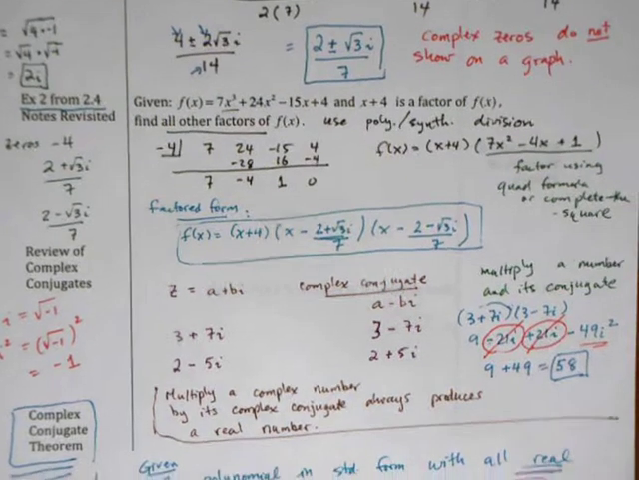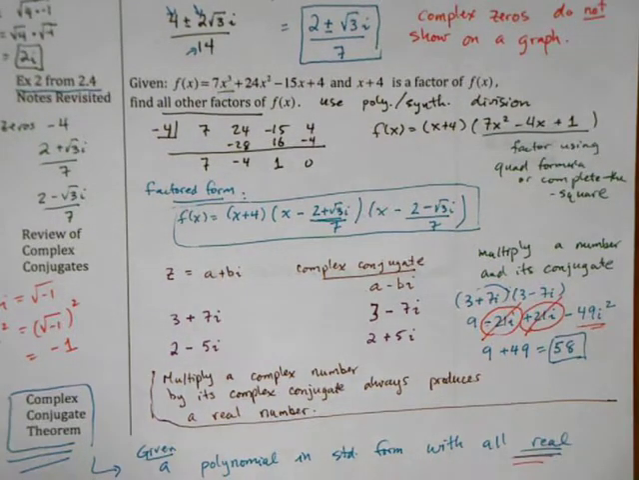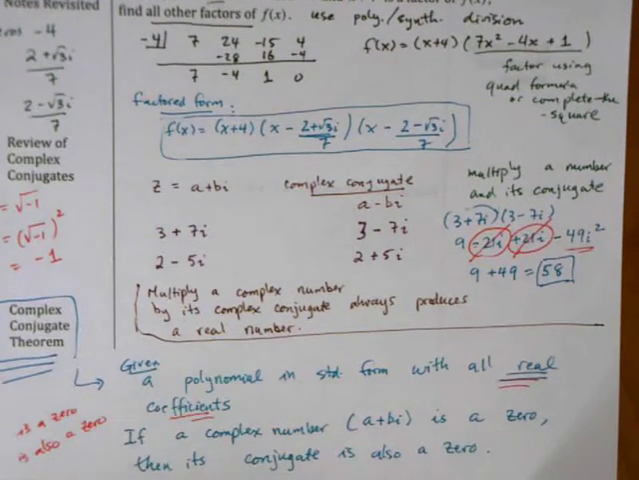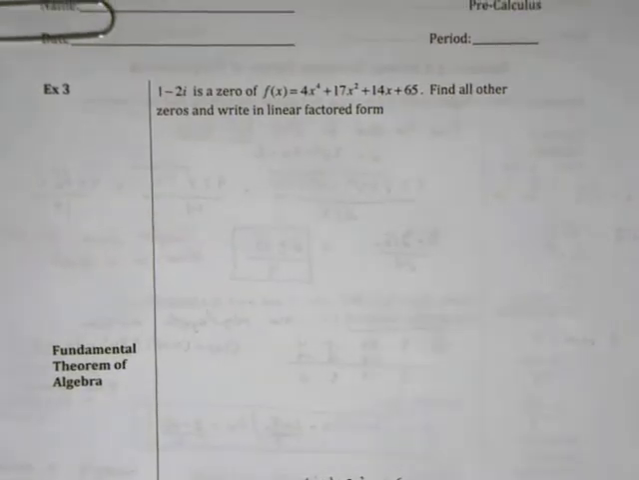So I'm going to pause this video right here, flip the page over, and we're going to look at an example of how this applies. Okay. So this problem says 1 minus 2i is a 0 of f of x equals 4x to the 4th plus 17x squared plus 14x plus 65. Find all the other zeros and write in linear factored form.